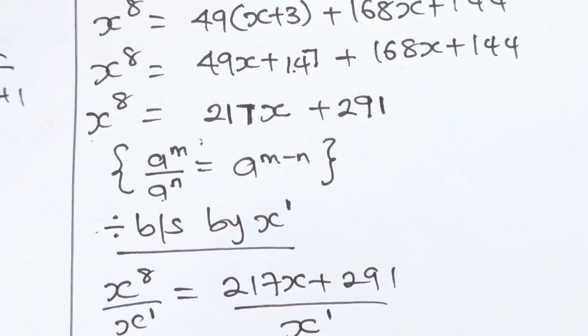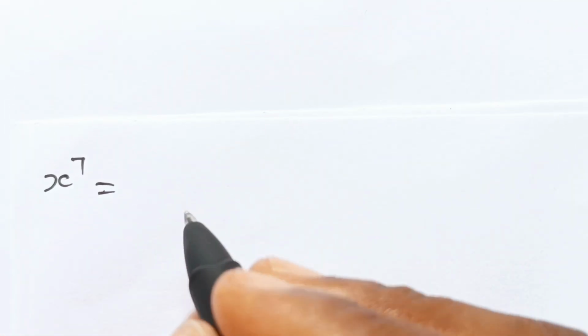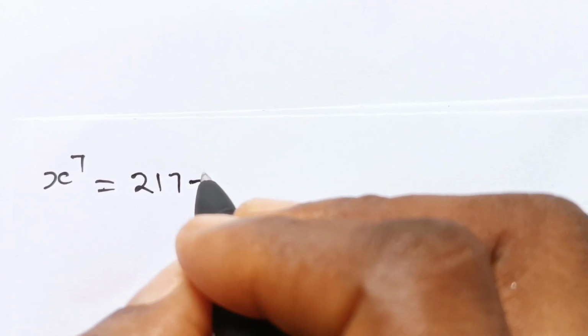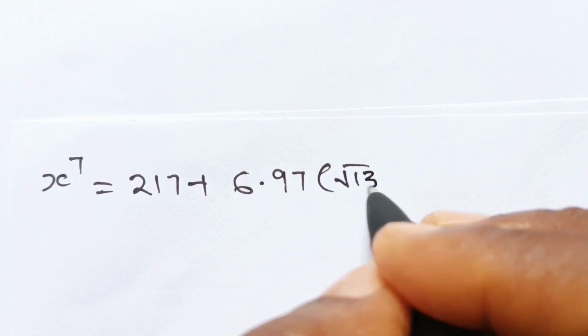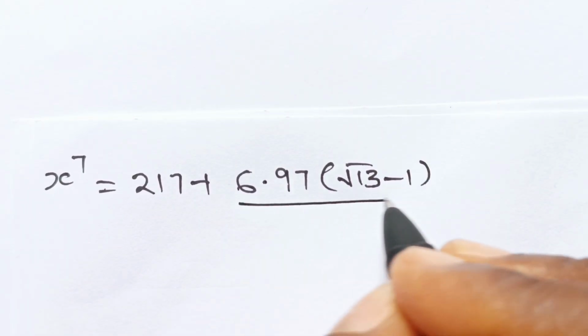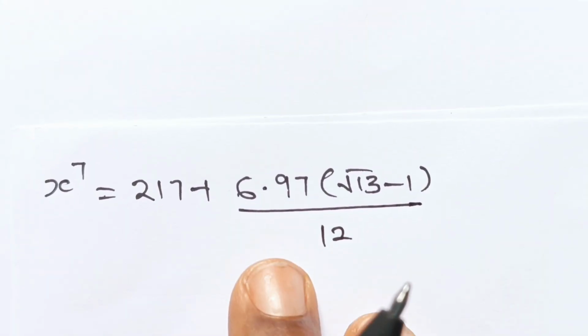Okay, so if we solve further, this is where we stopped, that x to the power of 7 is equal to 217 plus 6 multiplied by 97 brackets root 13 minus 1 divided by 12. So this is where we stopped.